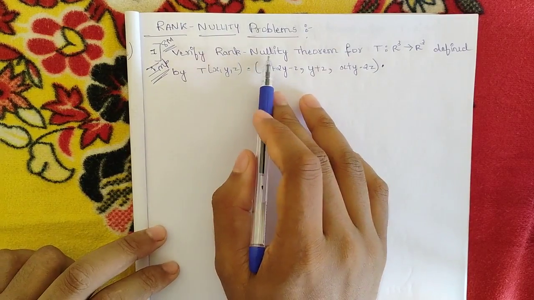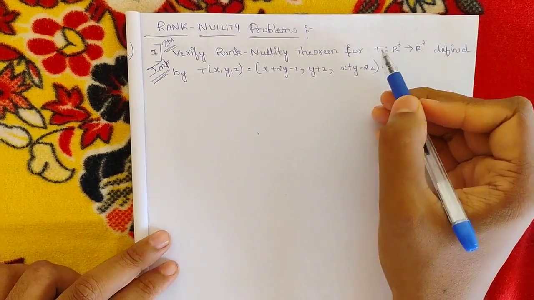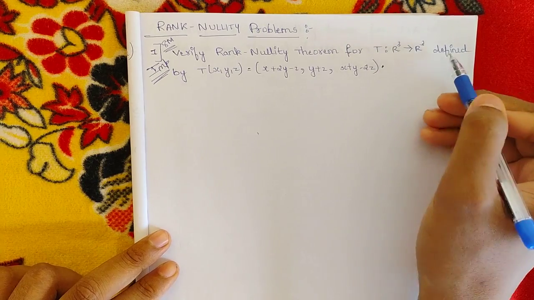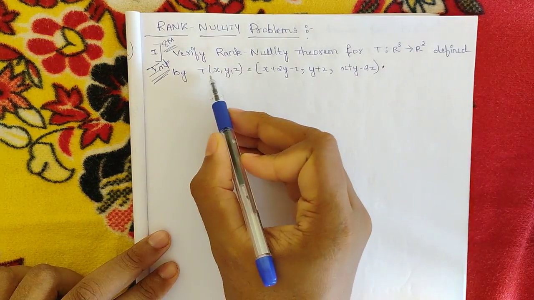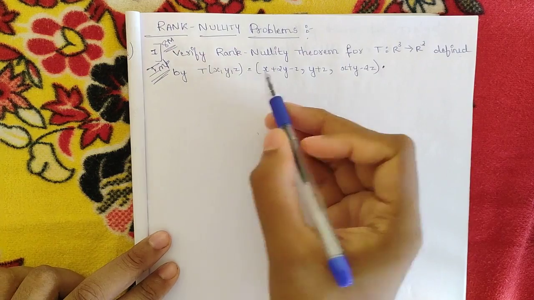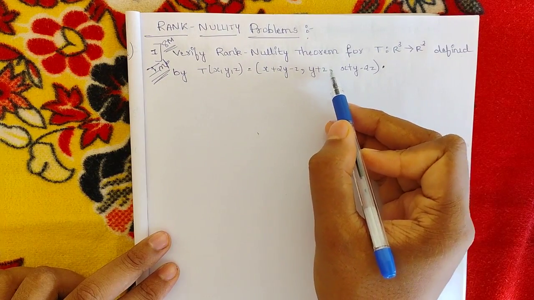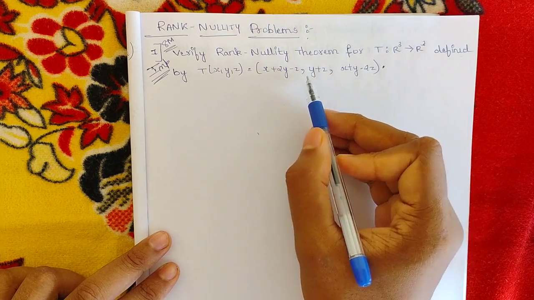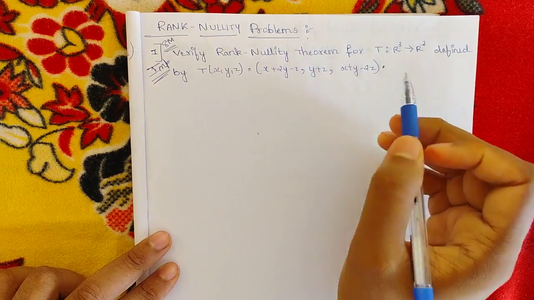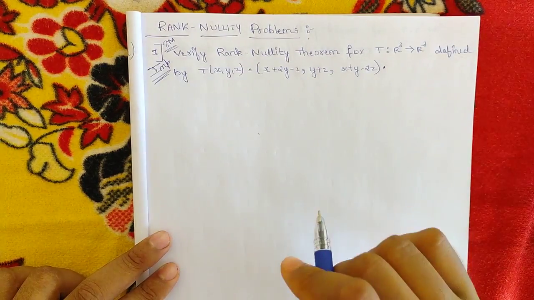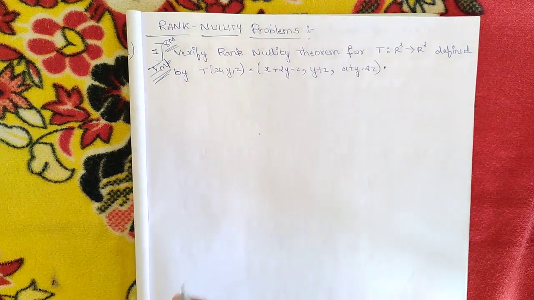Verify the rank nullity theorem for the transformation T from R cube to R cube, defined by T of (x, y, z) equals (x plus 2y minus z, y plus z, x plus y minus 2z). Okay, so this is the given condition, and we have been asked to verify the rank nullity theorem.